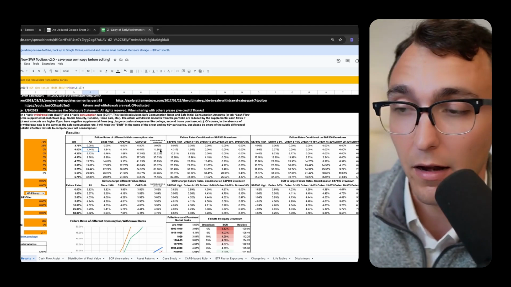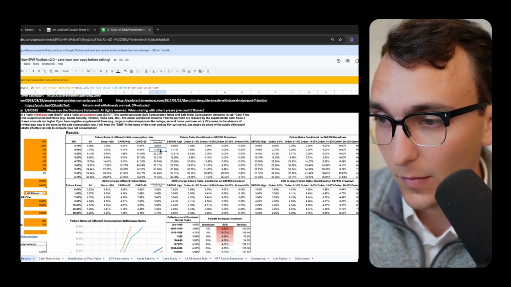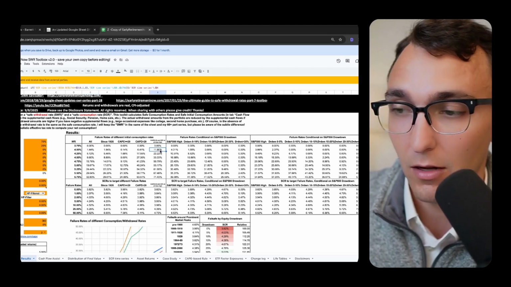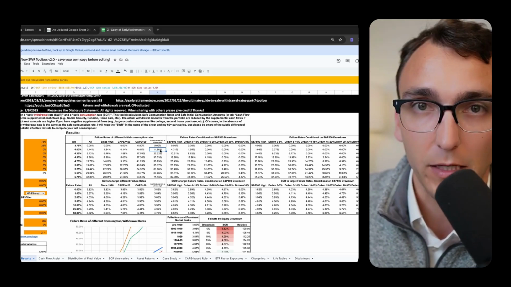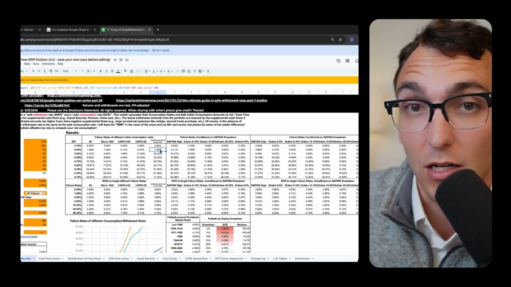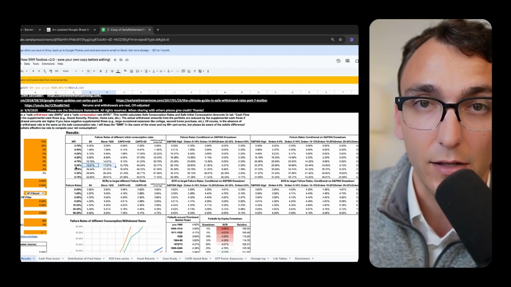So culminating in about 12% of the time when CAPE is above 20 and the S&P is at an all-time high, 11.9% of the returns of the retirement possibilities resulted in the portfolio actually being exhausted before retirement was over. I did want to take a look at 5% too.